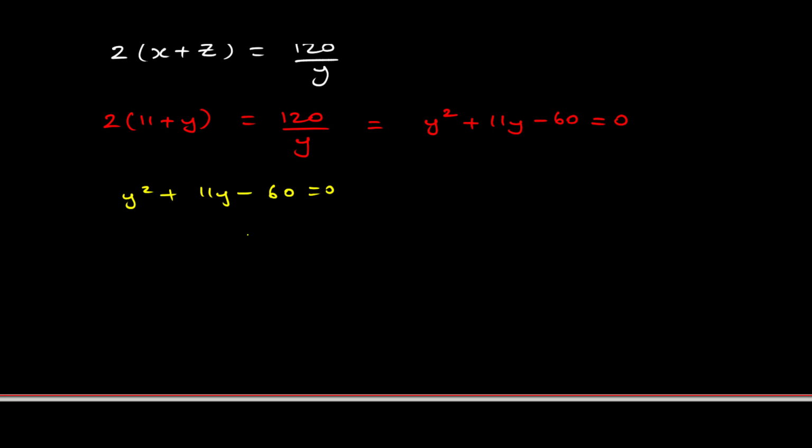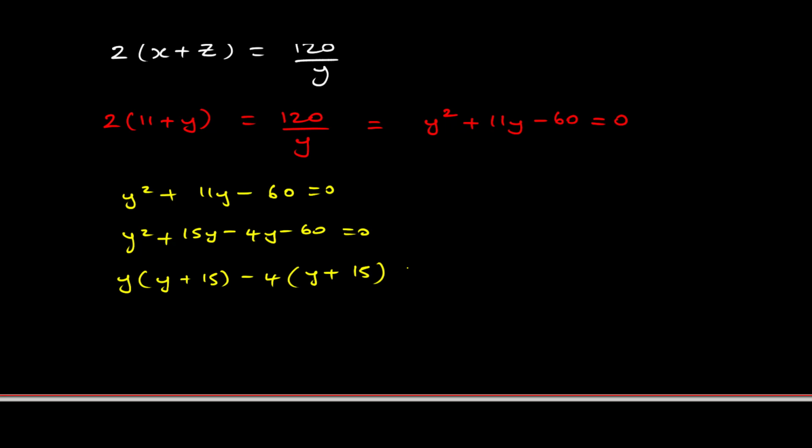We could use the AC method. So y squared plus 15y minus 4y minus 60 is equal to 0. We could factor out y. So y plus 15 minus 4, y plus 15 equals 0. So y minus 4 and y plus 15.